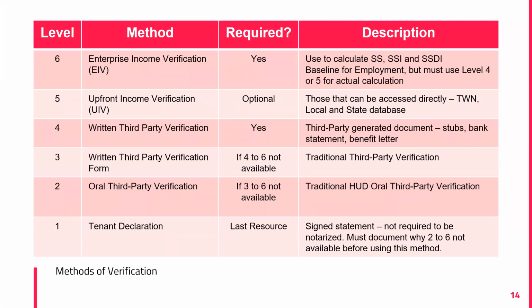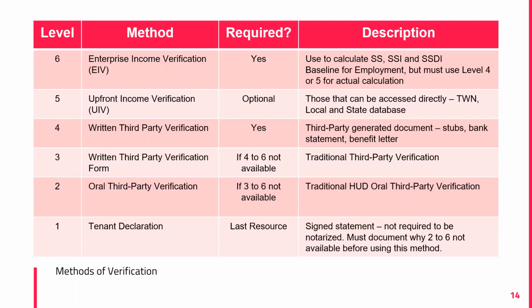Let's talk really quickly about methods of verification. A few things on here are going to blow your mind, okay? They have 6 levels of methods of verification, as published by the 24 CFR Part 5. They go from level 6 down to level 1. Level 6 is the most restrictive. Level 1 is what we really don't want to use unless we absolutely have to.